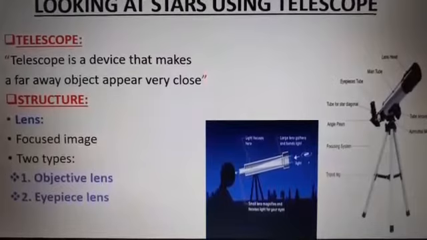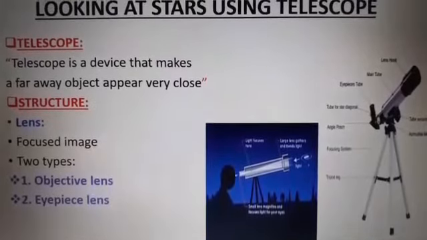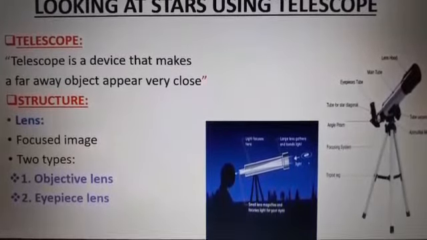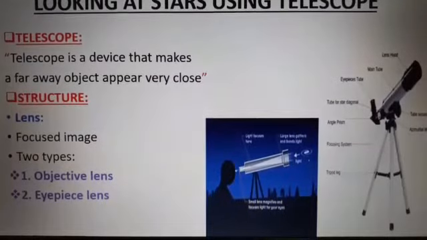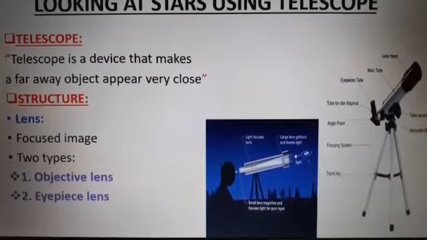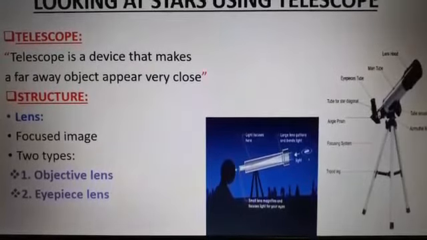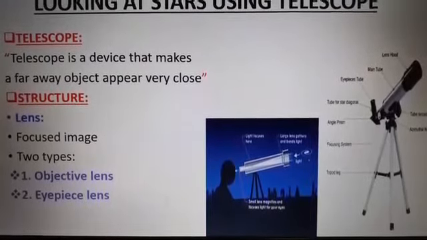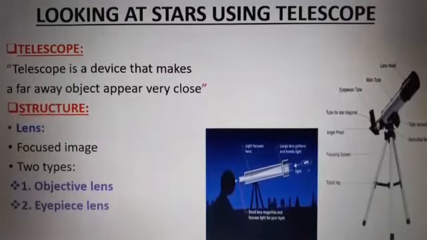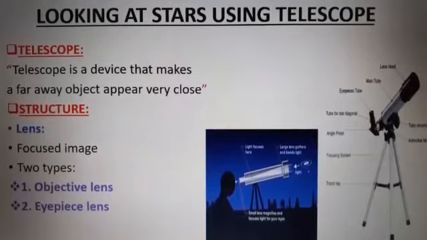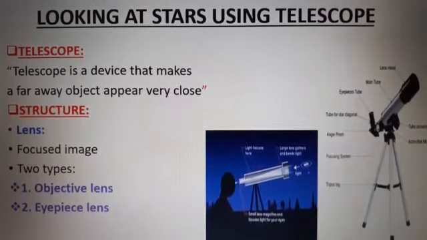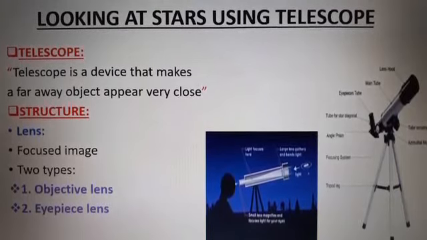First of all, lens. Whenever the light enters the telescope, it goes through a lens. The bigger the lens, the larger the stars look. This lens is further of two types: objective lens and eyepiece lens. Objective lens collects light from a distant object and brings that light to a focal point. An eyepiece lens takes the light from the objective lens and magnifies it.